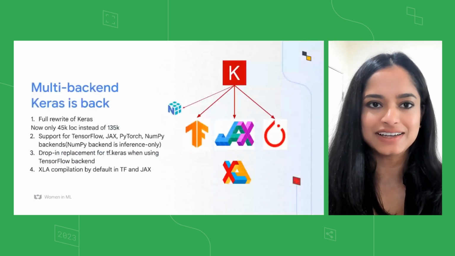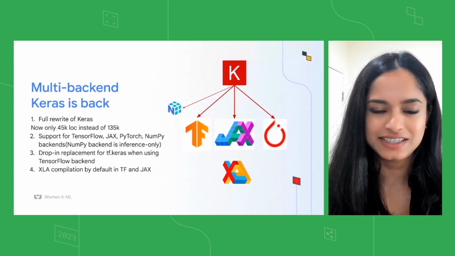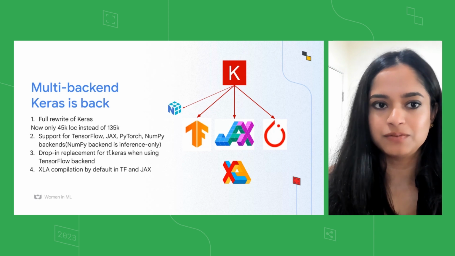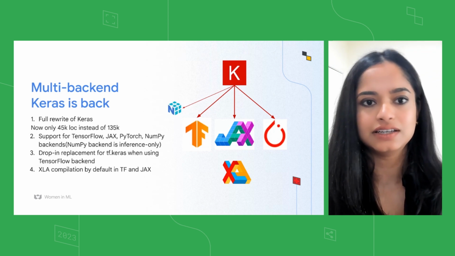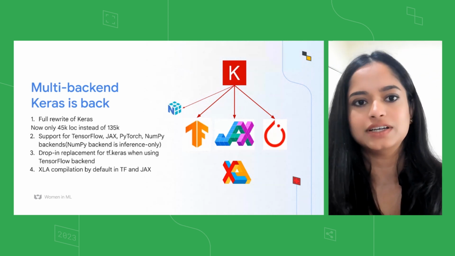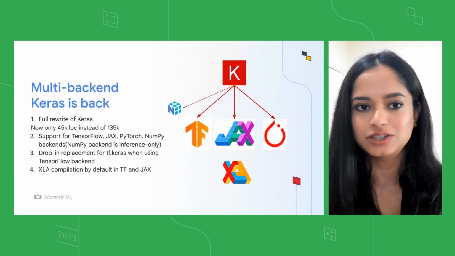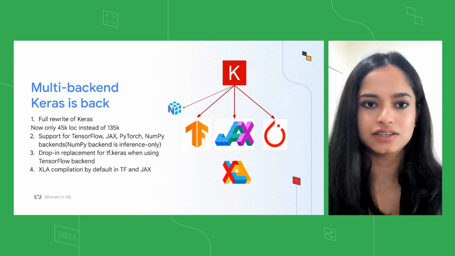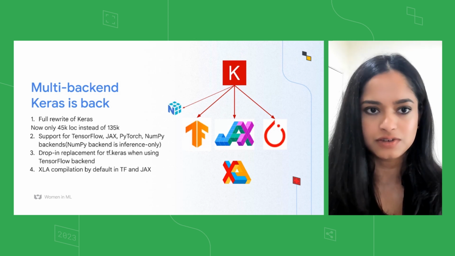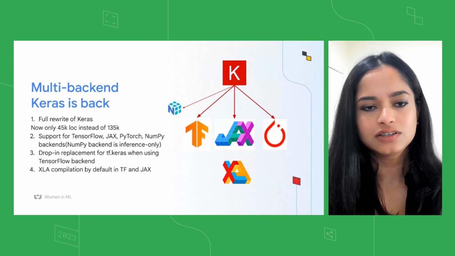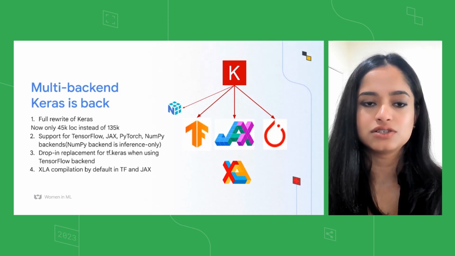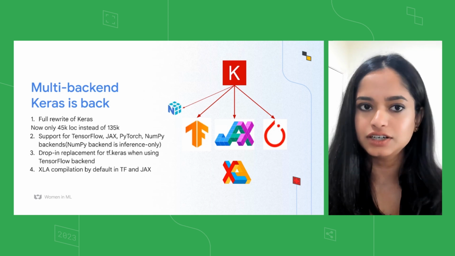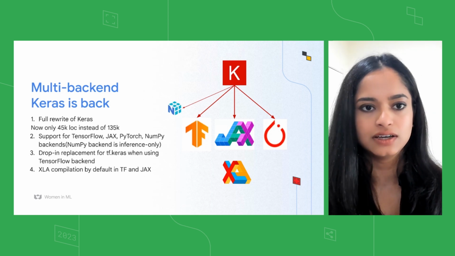So multi-backend Keras is back as Keras 3. Here's why it's special. We brought back framework optionality. That is, Keras 3 now works with any backend of your choice, either TensorFlow, JAX, PyTorch, or NumPy. It is essentially the same API with a reduced size because we got rid of TF1 support. It is no longer tied to the TensorFlow backend. It is a drop-in replacement for TF Keras. So any code you already have with Keras 2 will mostly work with Keras 3.